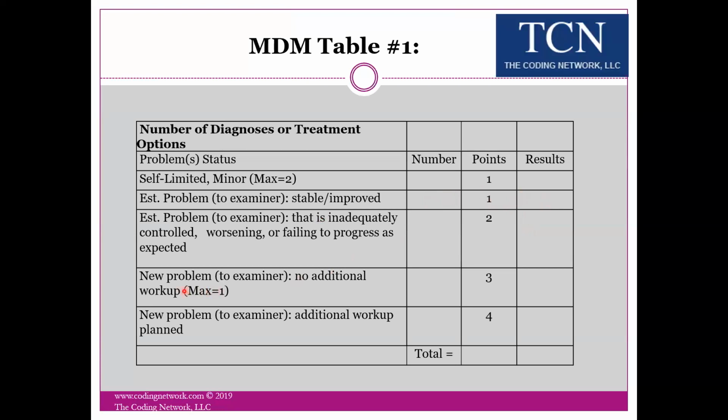Now, if you have a new problem, and it could be a new patient, or it could be an established patient with a new problem, we would be looking at these 2 line items. Okay, are you doing additional workup to decide what the diagnosis is or not? If you're not doing an additional workup, that means you're able to determine what the problem is. That's worth 3 points, but that's a step toward moderate complexity. 3 points usually leads to moderate complexity. A new problem with additional workup, 4 points, that's 1 step toward high complexity. But again, the other medical decision-making tables have to be looked at.